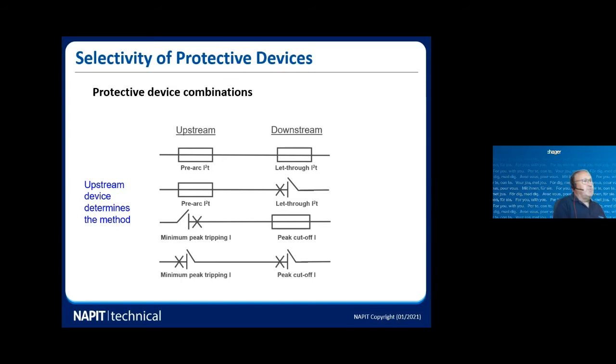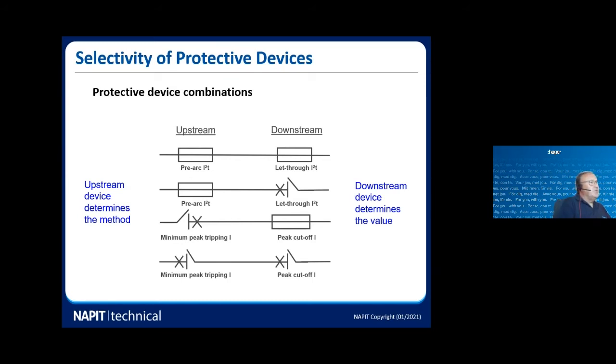We could have fuse upstream, fuse downstream. We could have fuse upstream, circuit breaker downstream. Uncommonly, we could have circuit breakers upstream and fuses downstream, or circuit breaker upstream and circuit breaker downstream, of course. Now, we need to know what causes the devices to actually trip. If we take the first example, we've got an upstream fuse. What operates a fuse is energy, basically heat energy. And heat energy, in terms of electrical fault characteristics, is given to us by the I²t value.